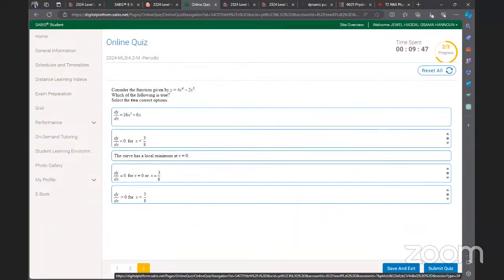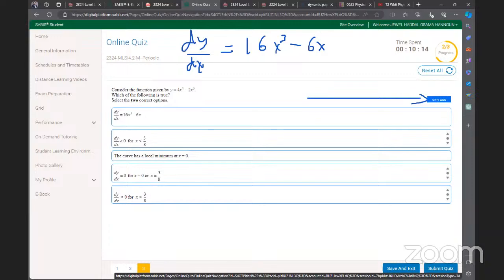Okay, 2 correct options. Okay, dy over dx, 16x power 3, and 6x. Then I will make it equal to 0. So yeah, the first one is right.